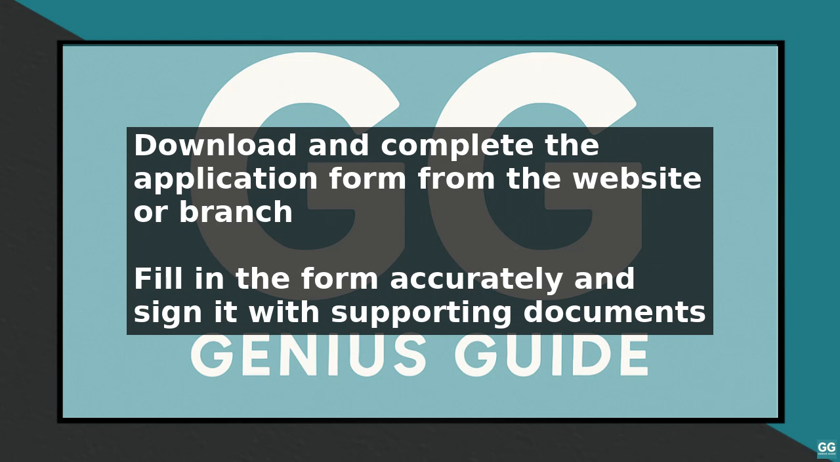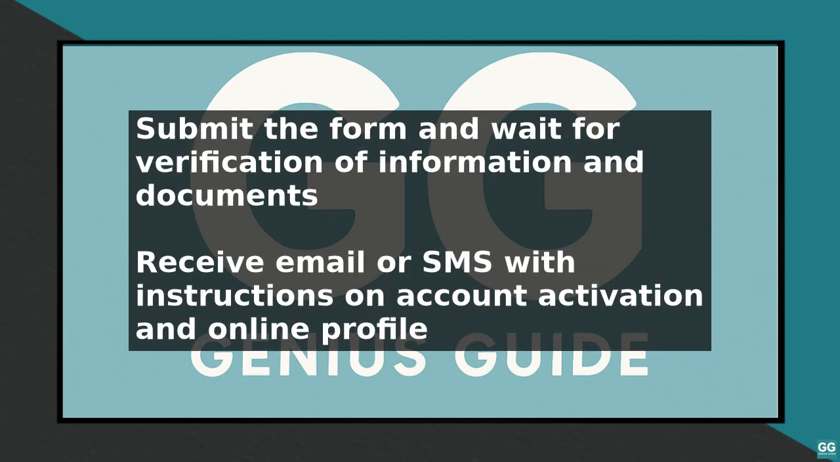The bank will verify your information and documents. This may take a few days. Once your account is approved, you will receive an email or SMS with instructions on how to activate your account and set up your online banking profile. You will need to choose a username and password and set up a PIN for your debit card.